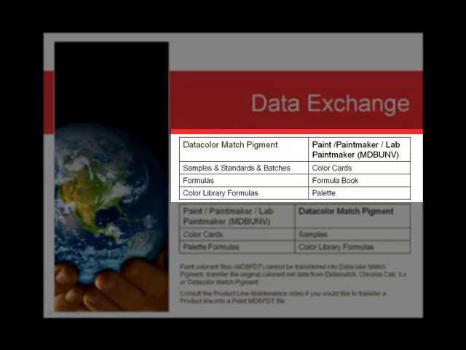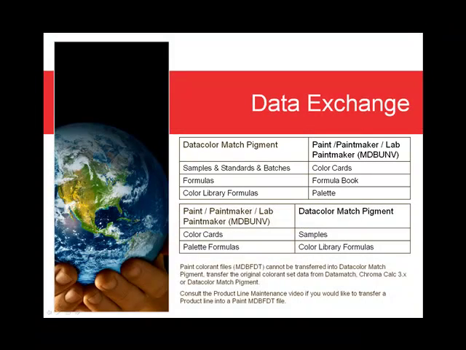Samples, standards and batches can be transferred as color cards to an MDB UNV file, which is the Microsoft Access file format used in Paint. Formulas can be transferred as formula book items into the MDB UNV file. Color library formulas can be transferred as palette formulas.